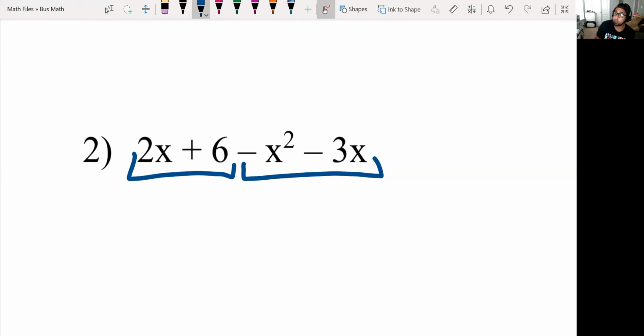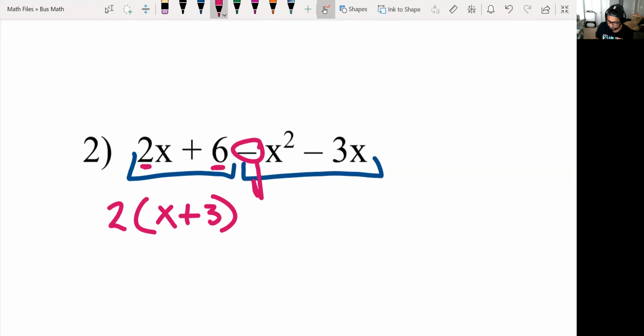So on 2x plus 6, you see you have 2 and 6. The biggest number you can take out is a 2. So you take a 2 out, and when I factor a 2 out of 2x plus 6, I get x plus 3. And we don't want to bring this sign down. Don't do that when it's a negative. Bad mistake to make, okay? I wouldn't bring any sign down until we actually find the greatest common factor in the next group.